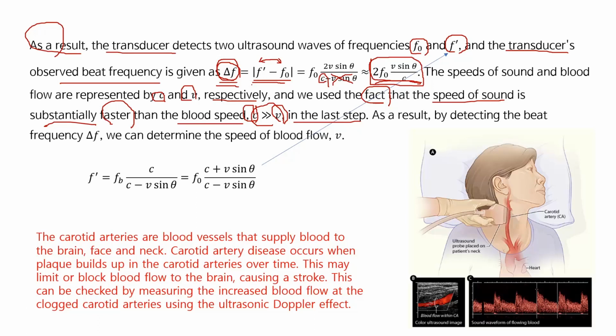Okay. As a result, by detecting the beat frequency delta F, we can determine the speed of blood flow V. So if we measure this beat frequency by the transducer, we can determine the speed of blood flow. Okay.